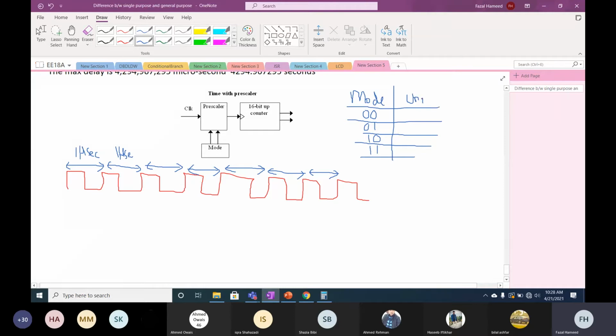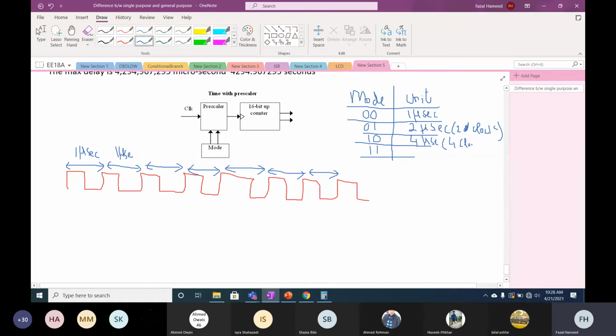And it also depends on the unit. What is the unit of one count? So maybe when the mode is 0 0, the unit is 1 microsecond. The unit of one count, maybe for 0 1, is 2 microseconds. So if it is 2 microseconds, how many clock pulses is this counting? 2 clock pulses, am I right or not? Right. And if it is 4 microseconds, then how many clock pulses is it counting?